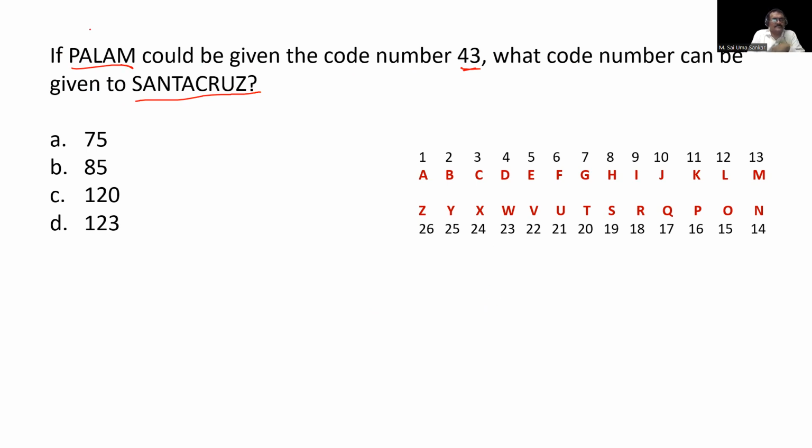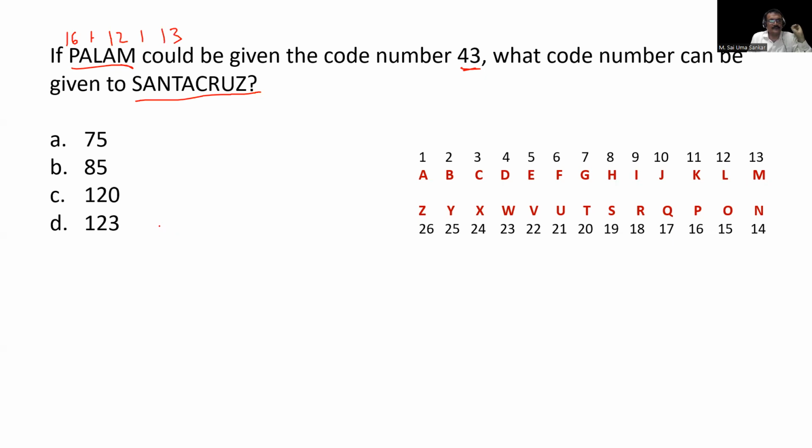Now, what is the place value of P? That is equal to 16. What is the place value of A? That is equal to 1. What is the place value of L? That is equal to 12. What is the place value of A? 1. What is the place value of M? That is equal to 13. Now, what is the sum? 16 plus 1, 17, 29, 30, and 43. That means sum of the place values is your answer.